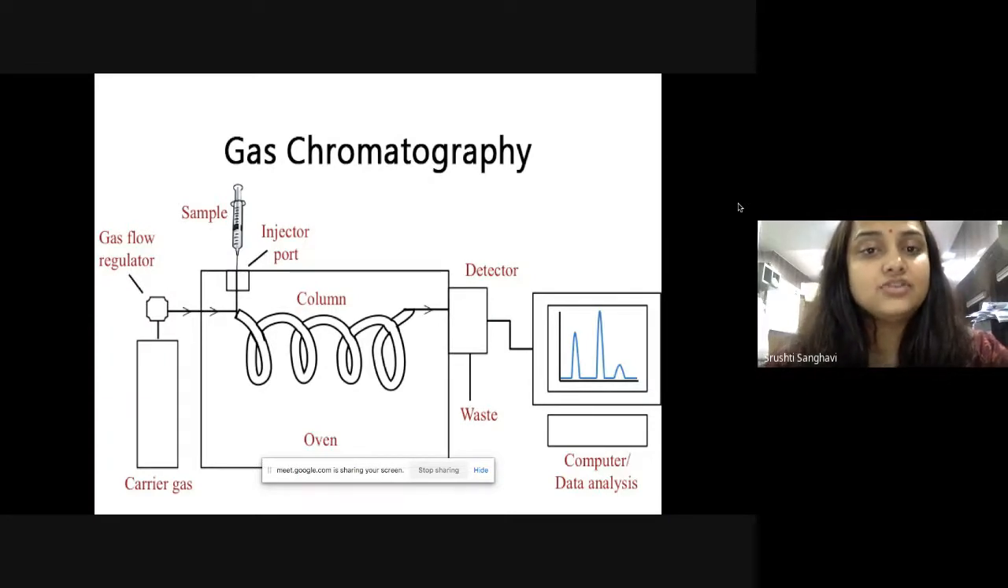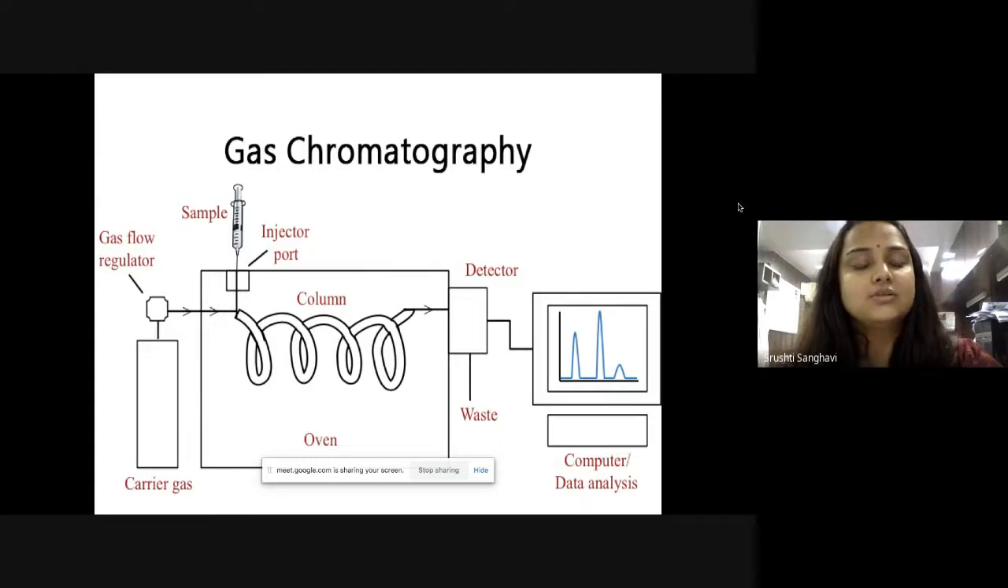Zero air, which is air of very high pure quality without water or any humidity or any other dust particles or microbes. Okay, third is helium and the fourth is hydrogen. Hydrogen is used to light a flame in the detector, which we will talk about a little later. Helium and nitrogen, these two are the carrier gases.